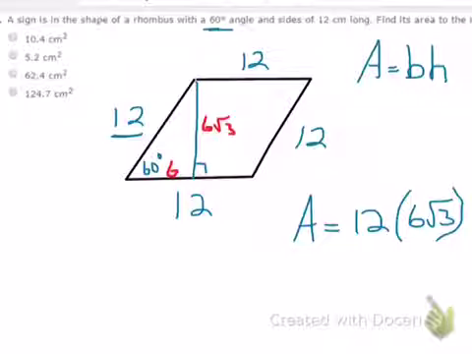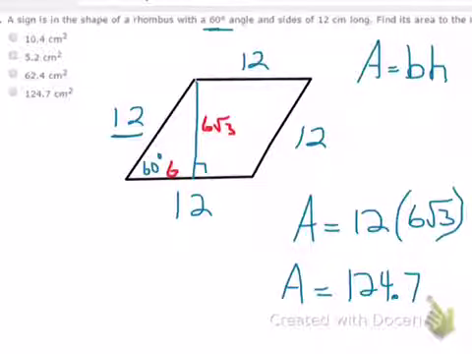So using our calculator, we do 12 times 6 square root of 3. And that will give us approximately 124.7 centimeters squared. So that's how you can use 30, 60, 90 relationships in other contexts.